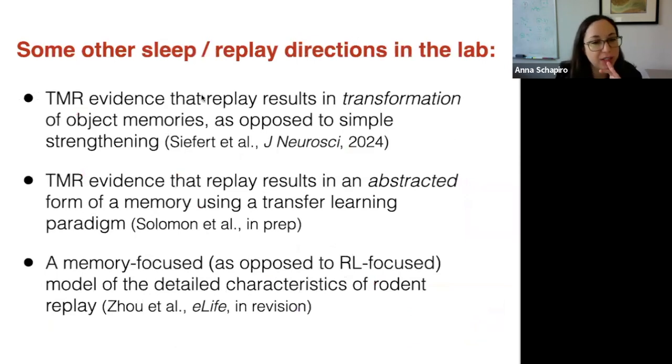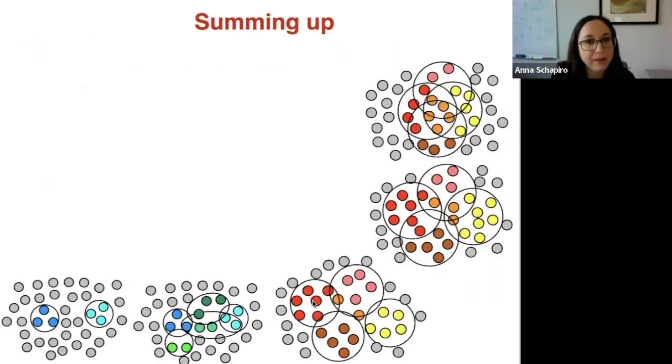Just in case people are interested and want to check out other things we're thinking about in the sleep domain that I didn't have time to talk about today, we have a paper looking at how replay results in transformation of object memories as opposed to simple strengthening. We have some new evidence that replay results in an abstracted form of a memory using a transfer learning paradigm. And we have a memory-focused model of the detailed characteristics of rodent replay, so forward and backward replay of place cell sequences and awake and sleep replay. So if you're interested in that, you can check out that paper.